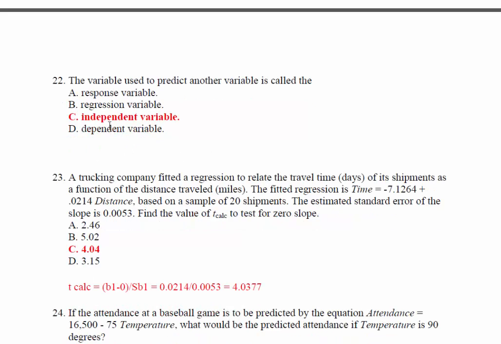22. The variable used to predict another variable is called the independent variable. Right? And the variable used to predict another variable, the other one, is the dependent variable. So the one that's used to predict is a predictor variable or independent variable. So C is the correct answer. Okay.